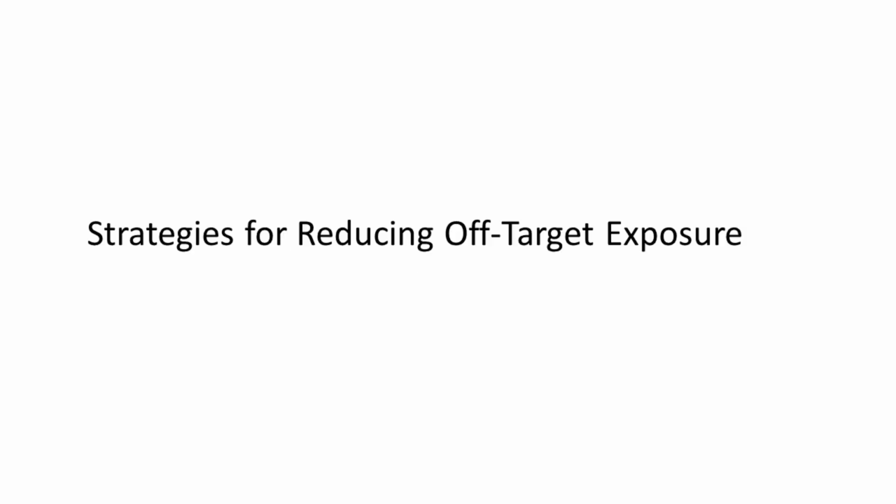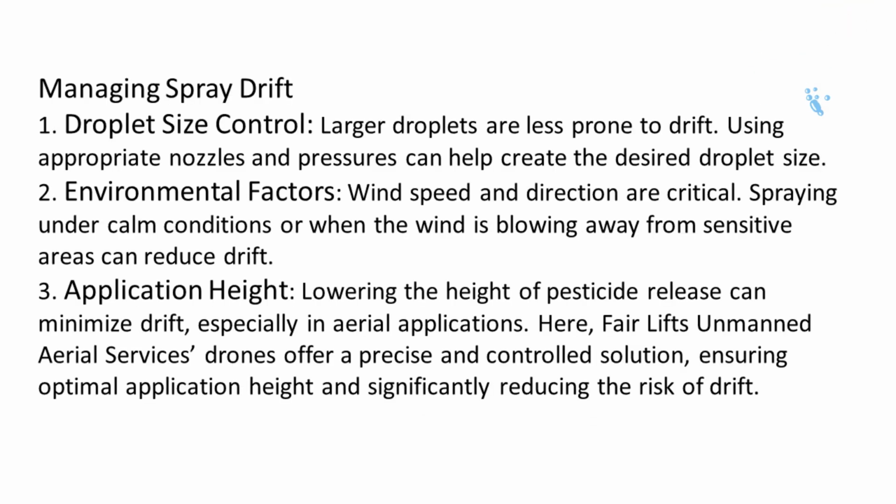Strategies for reducing off-target exposure. Managing spray drift, droplet size control. Larger droplets are less prone to drift. Using appropriate nozzles and pressures can help create the desired droplet size. Environmental factors: wind speed and direction are critical. Spraying under calm conditions or when the wind is blowing away from sensitive areas can reduce drift. Application height. Lowering the height of pesticide release can minimize drift, especially in aerial applications.